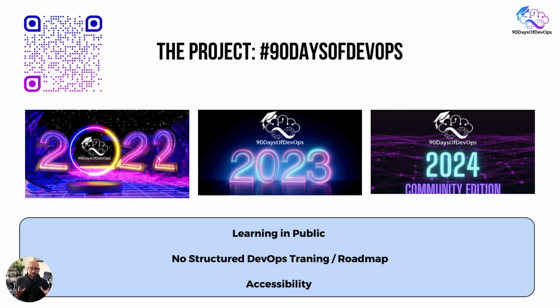Okay, so for those familiar with the project, either through YouTube, through Twitter, through X, or through the repository, and I guess if you're here at the YouTube, this might be the first place that you discovered 90 Days of DevOps. So the project, hashtag 90 Days of DevOps, started off in 2022.